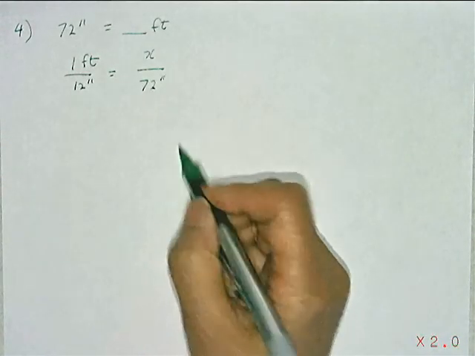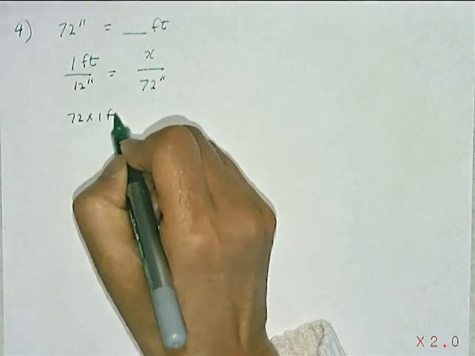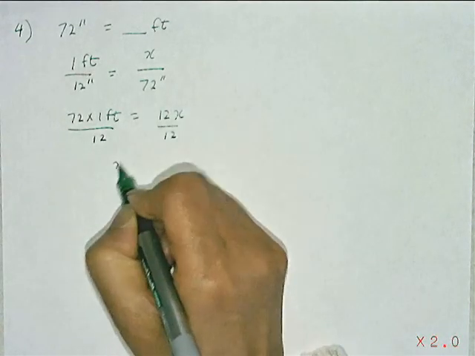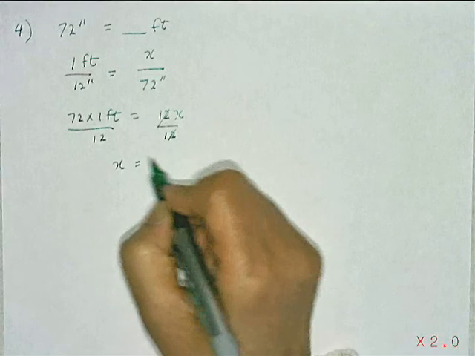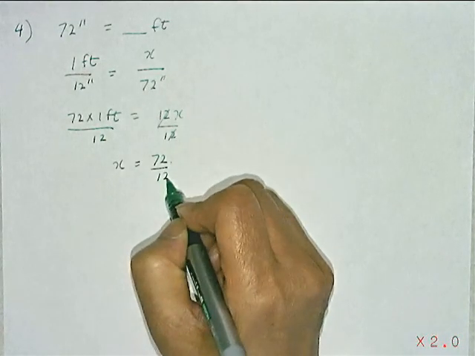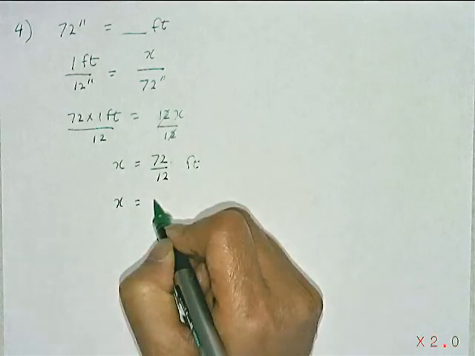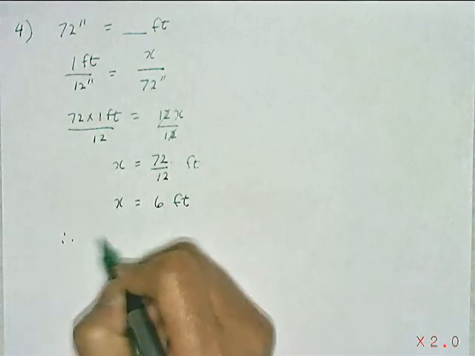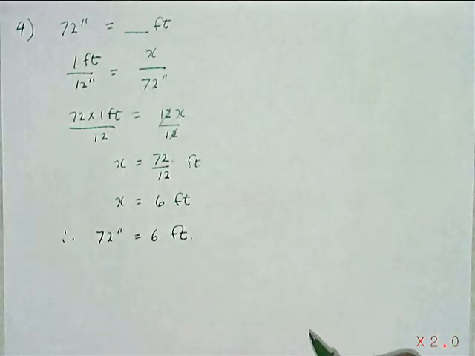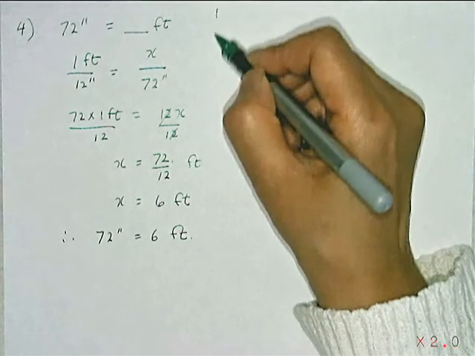You can form your cross product: 72 times 1 foot equals 12x. Then you would divide by 12. You would get x because the 12's cancel. x is equal to 72 times this 1, which is 72, divided by 12, and my units are feet. And I would get x equals 6 feet. Therefore, 72 inches equals 6 feet. So that's using the method of proportions or equivalent fractions. But let's have a look at this conversion factor.